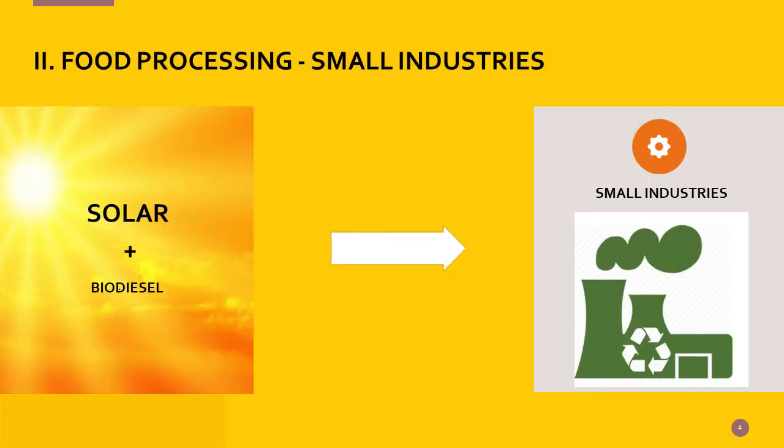The second objective will be food processing. We are thinking to also use solar energy and the residue of the irrigation production crops to produce biodiesel to transfer to small industries, to use for processing purposes.